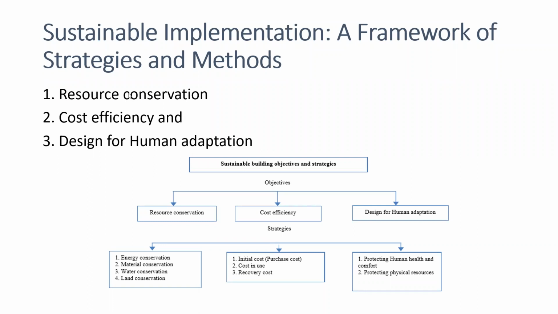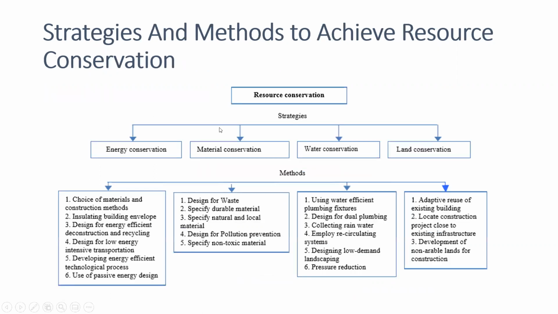So let's discuss these three main aspects one by one. The strategies and methods to achieve resource conservation. If you remember, we have three main categories: resource conservation, cost efficiency, and design for human adaptation. In order to achieve resource conservation, these are the strategies and methods that we can use.